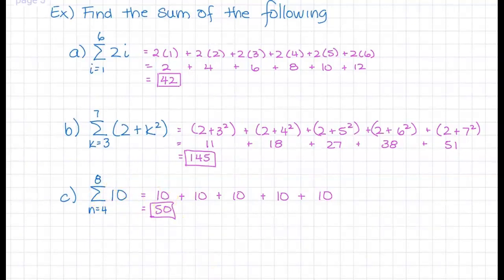So this first term was when n equaled 4. And then we had n equals 5, n equals 6, n equals 7, n equals 8. We still have to look at going from 4 to 8, but this 10 doesn't change. When n is 4, 10 is still 10. When n is 5, the argument is still 10. When n is 6, 7, or 8, the argument is 10. So you end up adding 10 5 times, and you get 50.